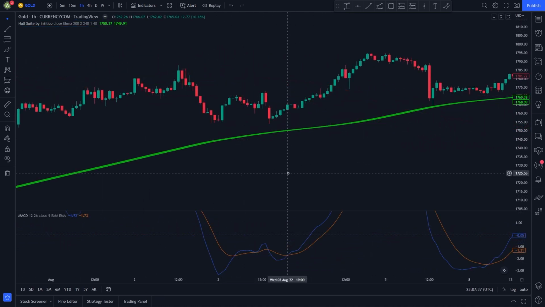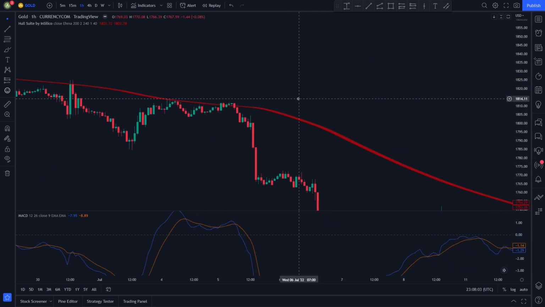We will start with the rules for entering a long position. The first rule, we need the Hull Suite line to be colored in green. Also, we need the price to be trading above it. For the second rule, we need the lines on the MACD indicator to cross each other, and for the blue line to be above the orange line.